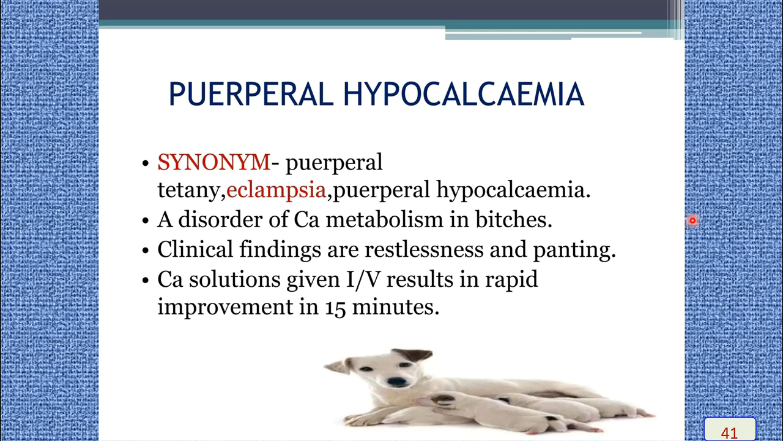Puerperal hypocalcemia is another syndrome, also called puerperal tetany or grass tetany. Sometimes in dogs it is referred to as eclampsia. Then clinical findings will be very similar. The animal does not feed for 1 or 2 days, then they are going to consume more and more protein.